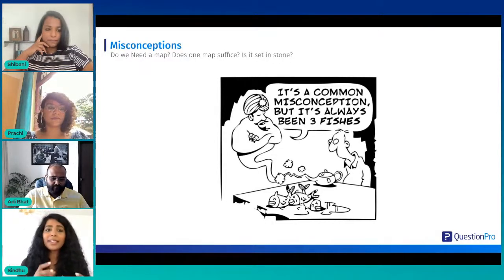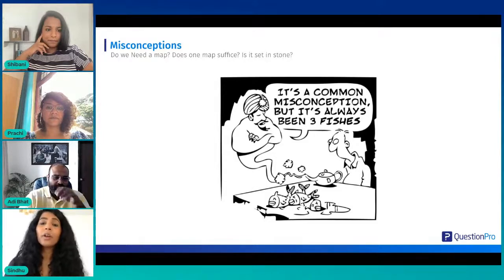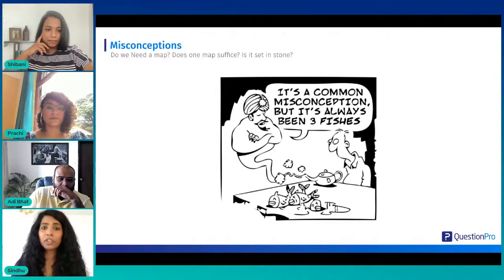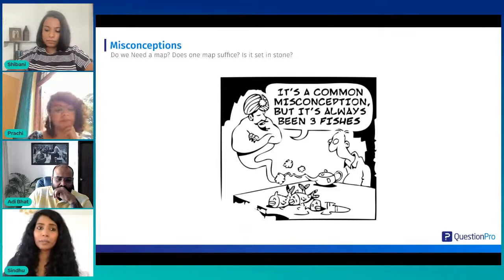And the last part is, is it truly set in stone? No journey map is really set in stone. The idea is to have an iterative way of looking at things. While you might identify what the journey is, as you go along that journey and identify pain points, you want to iteratively make that journey better, and hence that map keeps modifying itself.